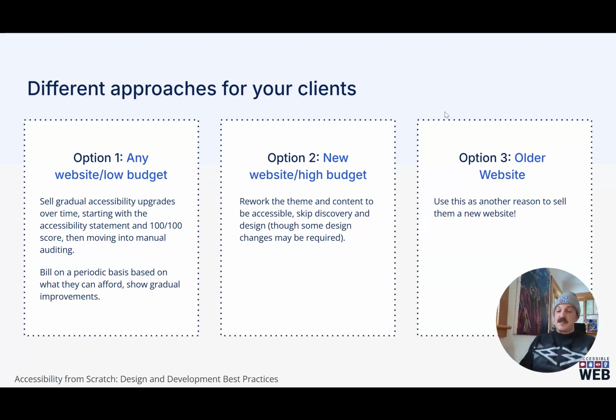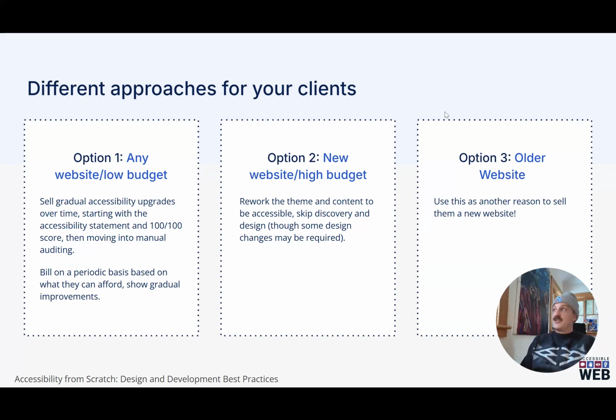And there's a lot of flexibility in how you can approach this, but here's kind of three top-level concepts. Option 1 is if they have any website in a lower budget. The website could be new, it could be older. Offer them accessibility upgrades over time.